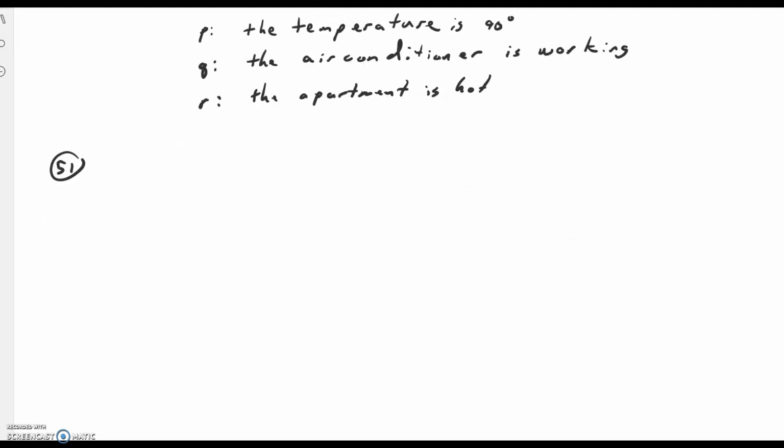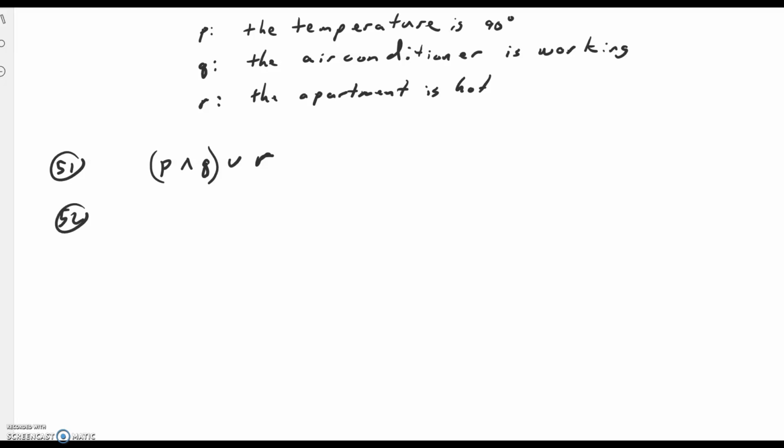So 51 starts out, the temperature is 90 degrees and the air conditioner is working. So that's P and Q. Then it goes on to say, comma, or the apartment is hot. So or the apartment is hot, that's or R. Because of the comma, I kind of think it's implied that the P and Q really are fixed together. So I think this is the best answer.